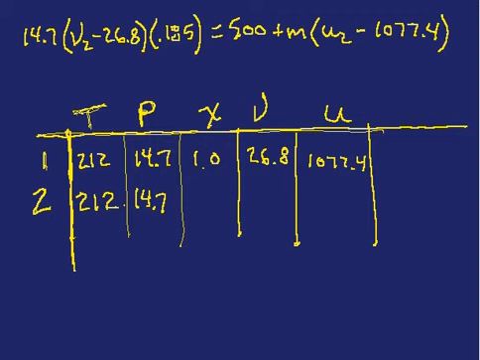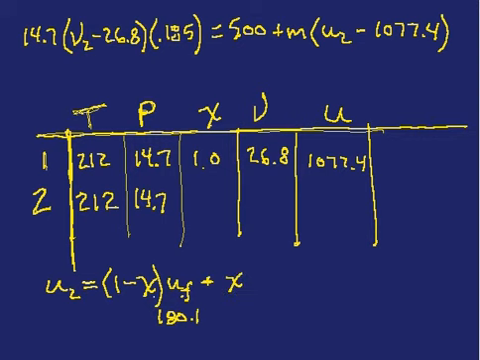Now we know that, supposing that it is a mixture, at state 2, U2 is equal to 1 minus x times UF, and UF is 180.1, plus x, and this x2 I should say, x2 times UG, which is 1077.4. That introduces a new unknown to the problem, x2. So we don't know what x2 is.